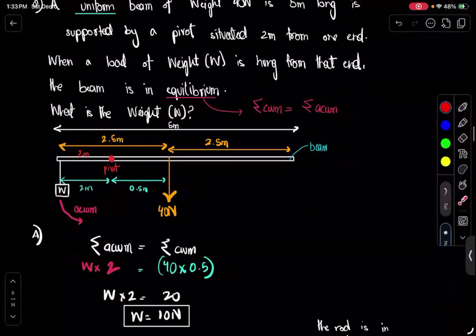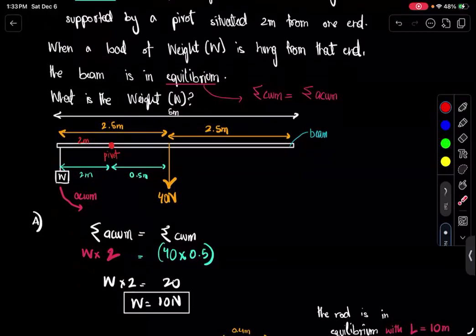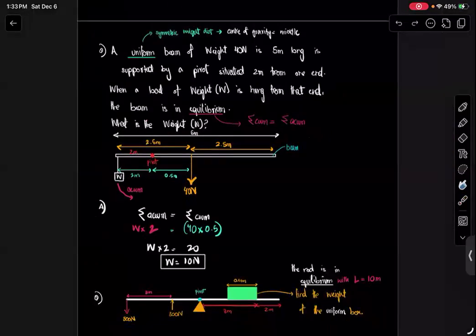So you've got to measure the distances. The word uniform and the word equilibrium are extremely important. This was the weight of the bar, and this was the distance to the pivot. And the distance from W to the pivot was 2 meters. So you just had to set clockwise moment equal to anti-clockwise moment. The anti-clockwise moment was this, and the clockwise moment was just 40 newtons times its distance. Okay, any questions?